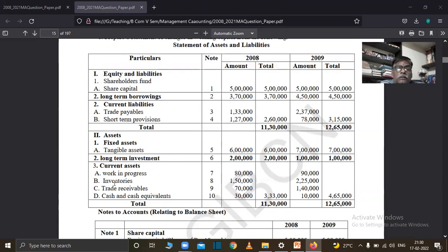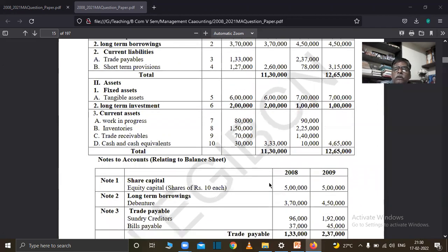In the current asset, there are 4 items. Work in progress is there, inventory is there, trade receivables, cash and cash equivalent. 4 notes are related with current asset. And regarding current liability, there are 2 notes. On the basis of these notes, you have to prepare the changes in working capital. I'll only dictate this problem.